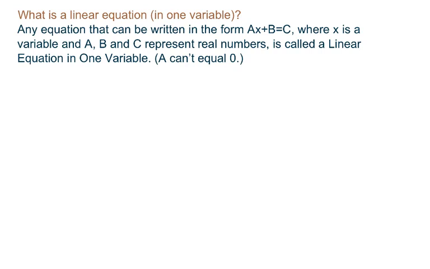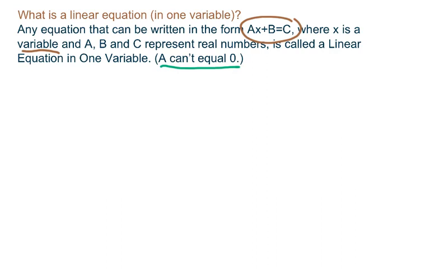Any equation that can be written in the form ax plus b equals c, where x is a variable, and the a, b, and c are not actually going to be variables. Those represent real numbers that I'm going to substitute in. Any equation that can be written in that form is called a linear equation in one variable. One particular caveat that you have to hang on to is that the number a is not supposed to equal 0. If a were 0, that entire term would go away, the variable would go away. 0 times x is 0. That wouldn't be very interesting.